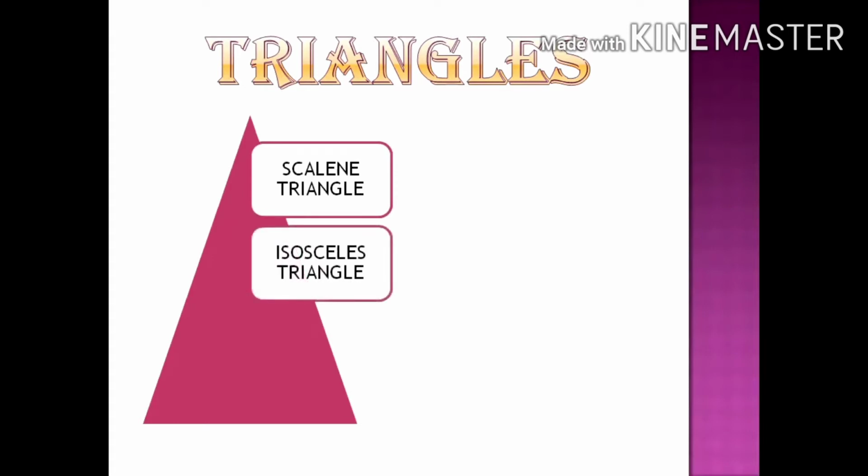isosceles triangle, equilateral triangle. Can you tell me what is a scalene triangle? Yes, a triangle whose all sides are different. Isosceles triangle? Yes, whose two sides are equal. An equilateral triangle, whose all sides are equal.